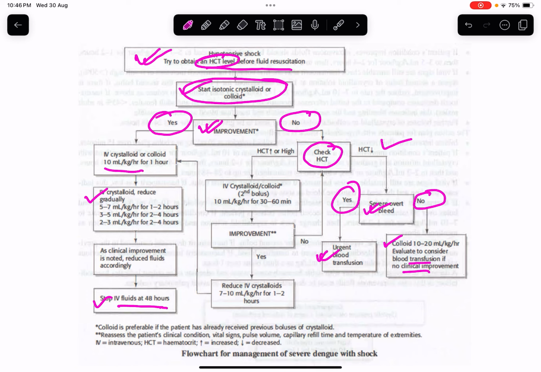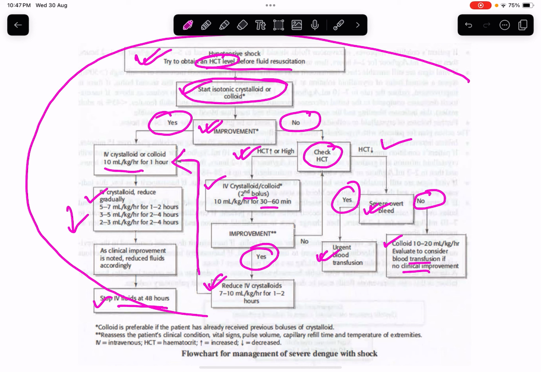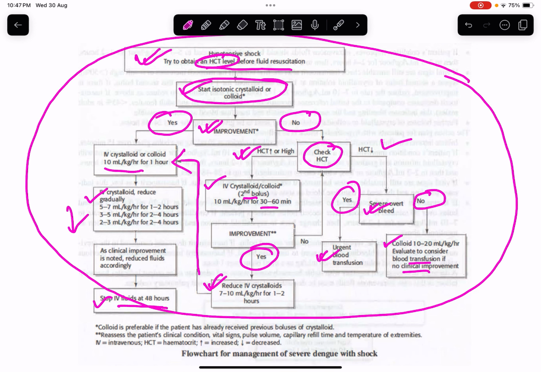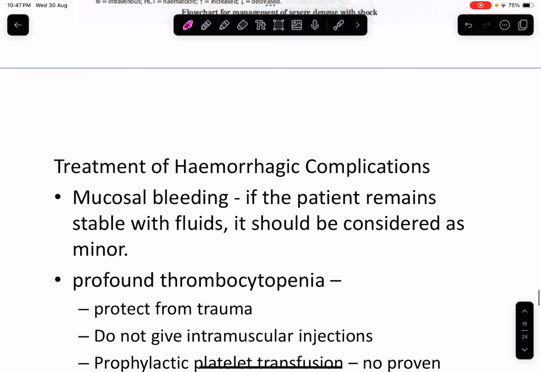Now, if there is no improvement and the hematocrit is still high, then you give IV crystalloid or colloid second bolus over 30 to 60 minutes. If there is improvement, then reduce IV crystalloids. Then you follow the same protocol which you have followed, like we need to reduce the IV fluid and stop fluid at 48 hours. Okay, so this is the management flow. How do you manage a case of dengue shock syndrome? How do you give fluid and how do you check for hematocrit and all? So this is about the management of shock, hypotensive shock.